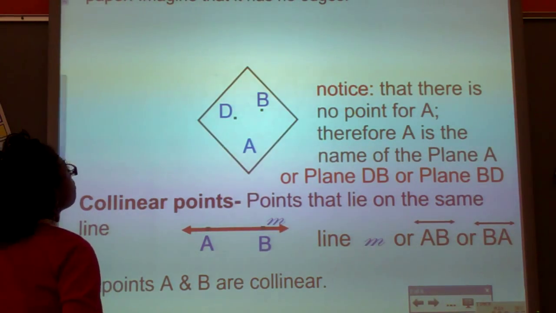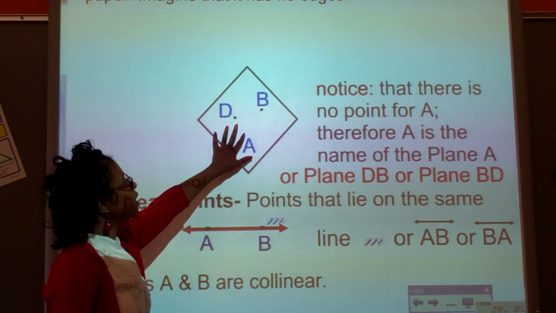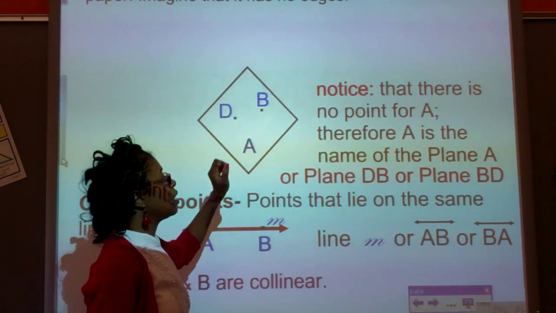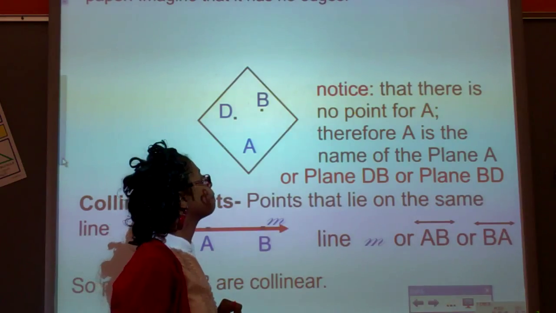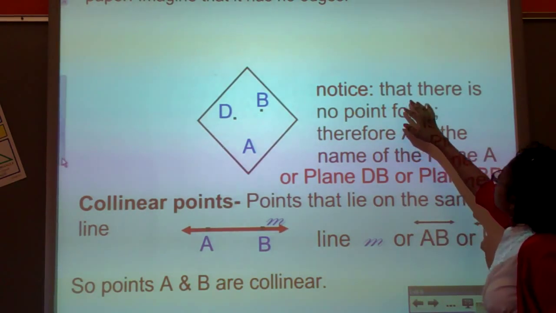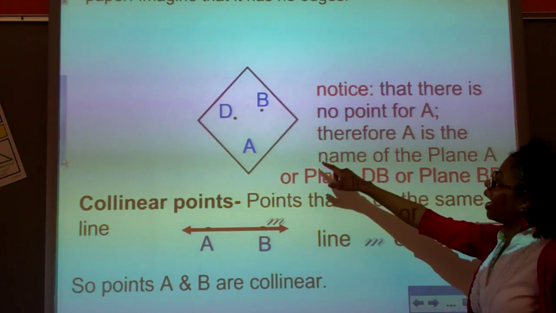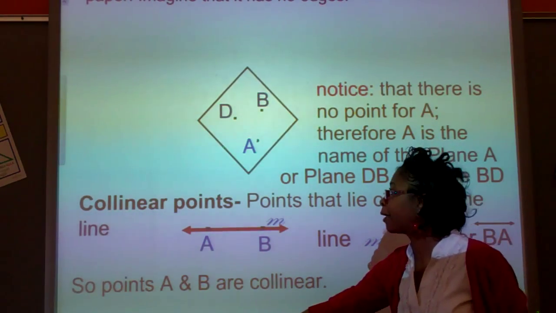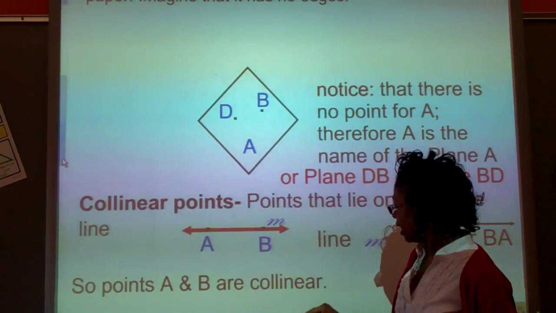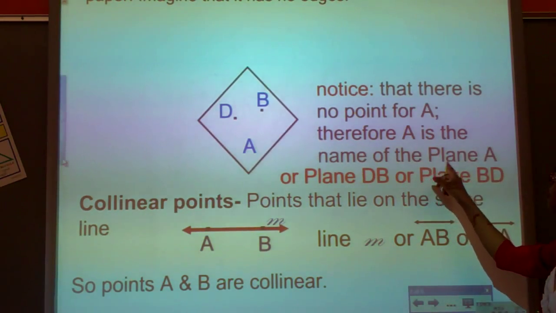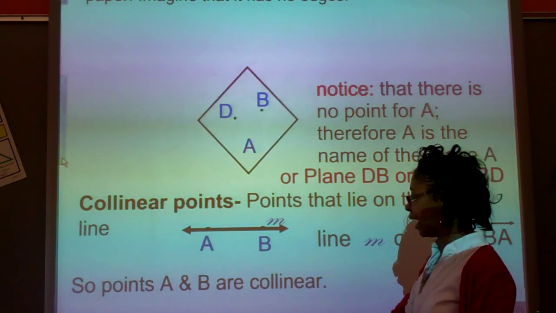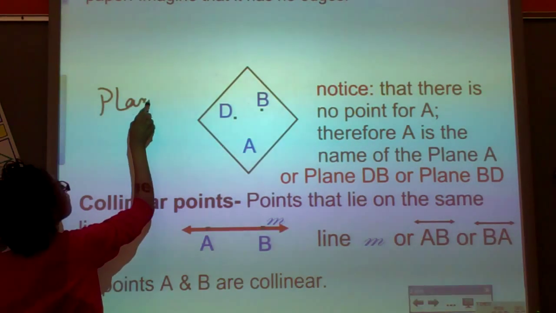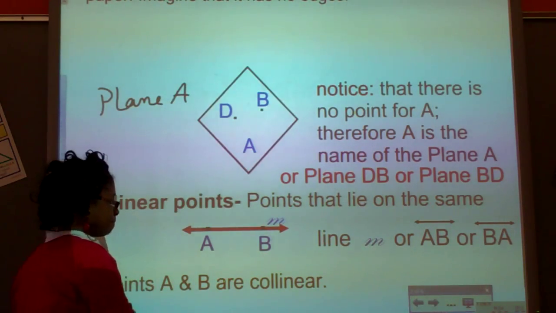Here's an example of a plane. We have plane DB, or plane BD, or we can call this plane A. Notice that there is no point for A. We don't have a dot representing A. That means that the name of the plane is plane A. Because there's no point, we call this plane A.